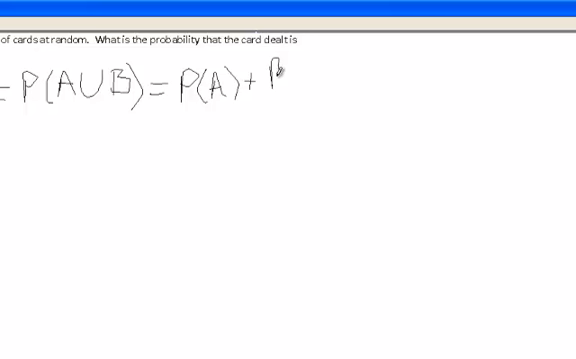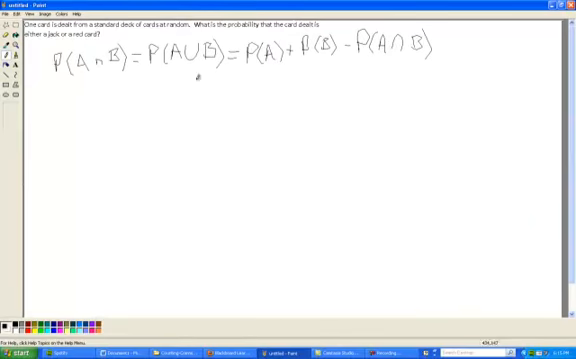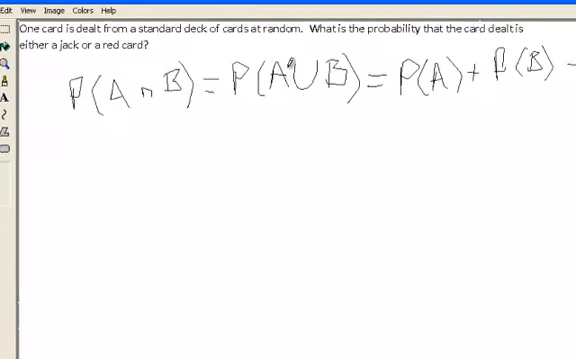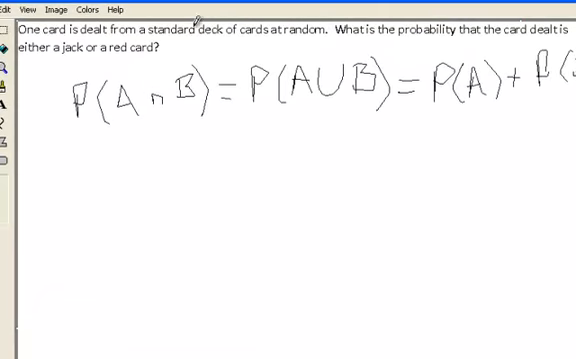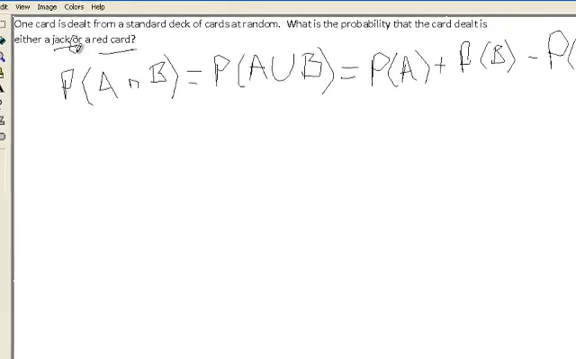A plus the probability of B minus the probability of A and B. Rather than writing the word "and," we use the set operation intersection. So, in this question, we're told that one card is dealt from a standard deck of cards, and it's dealt at random. What is the probability that the card dealt is either a jack or a red card? And there we see the word "or."